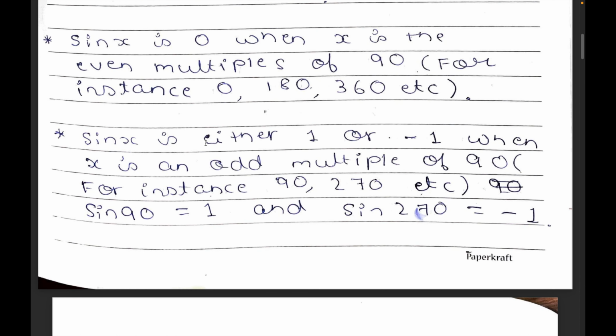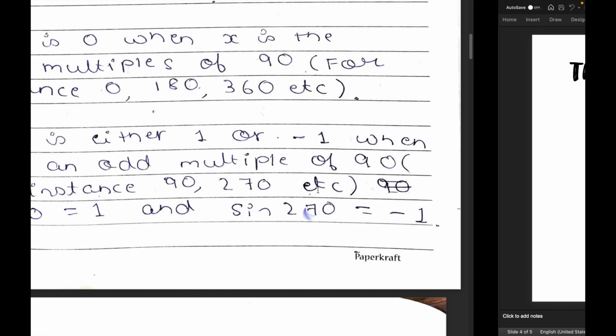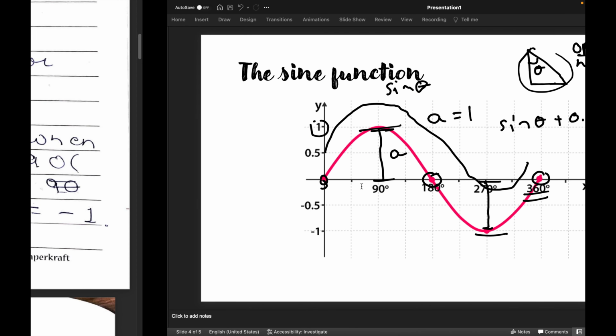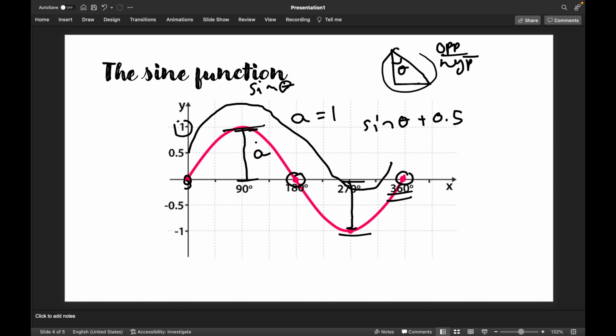And then sine x is either 1 or minus 1 when x is an odd multiple of 90. So an odd multiple of 90 would be 90 and 270. At 90 degrees, there's a maximum, and at 270 degrees, there's a minimum.